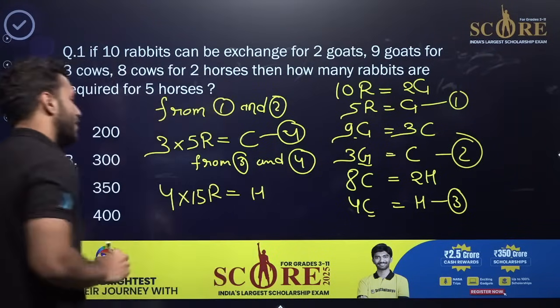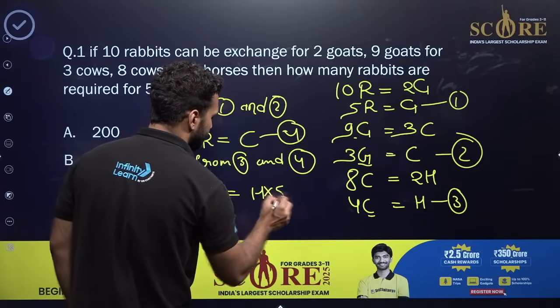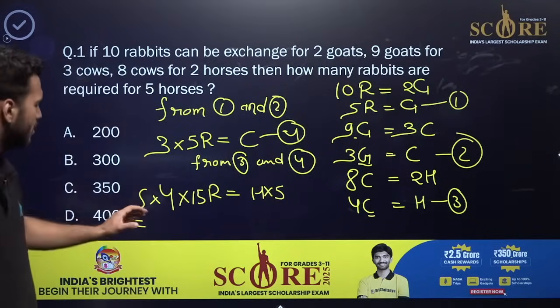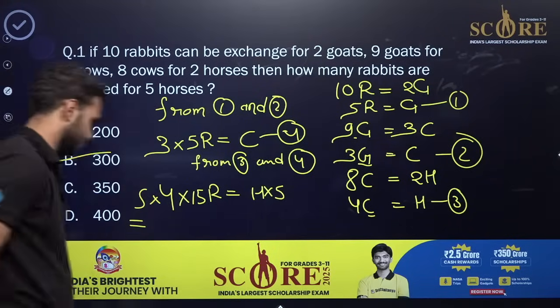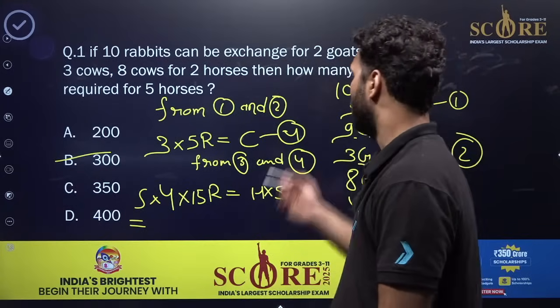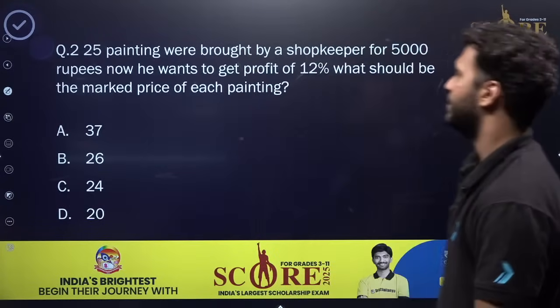Okay, how many horses do they ask for? Sir, 5 horses. So what do I have to do? Multiply this whole equation by 5. What will I get? 5 fours are 20, 30, 300. 300 rabbits are required for 5 horses. Is it clear, guys? Any doubt, you can ask me at any time.